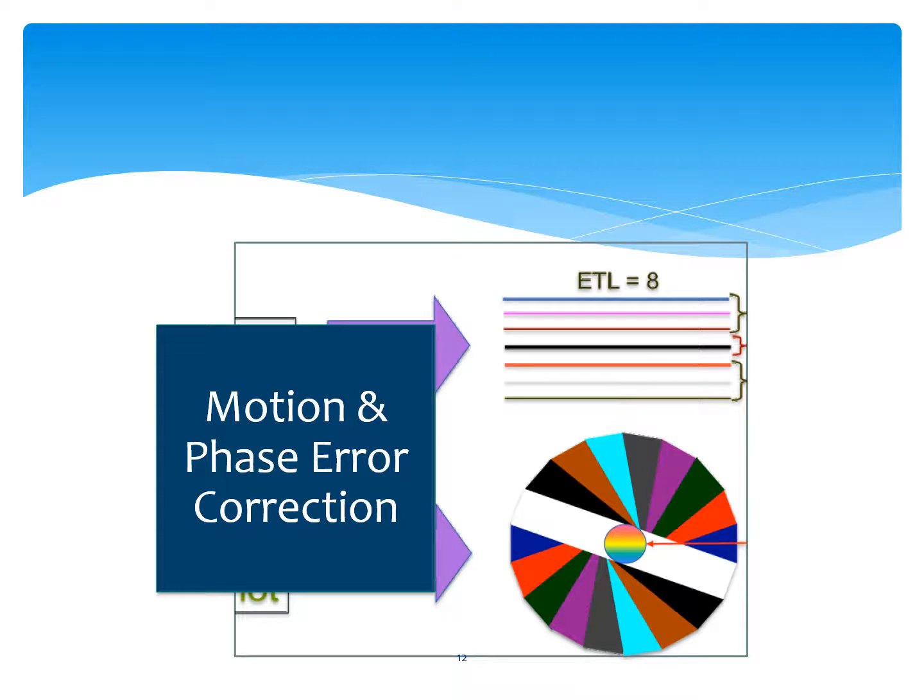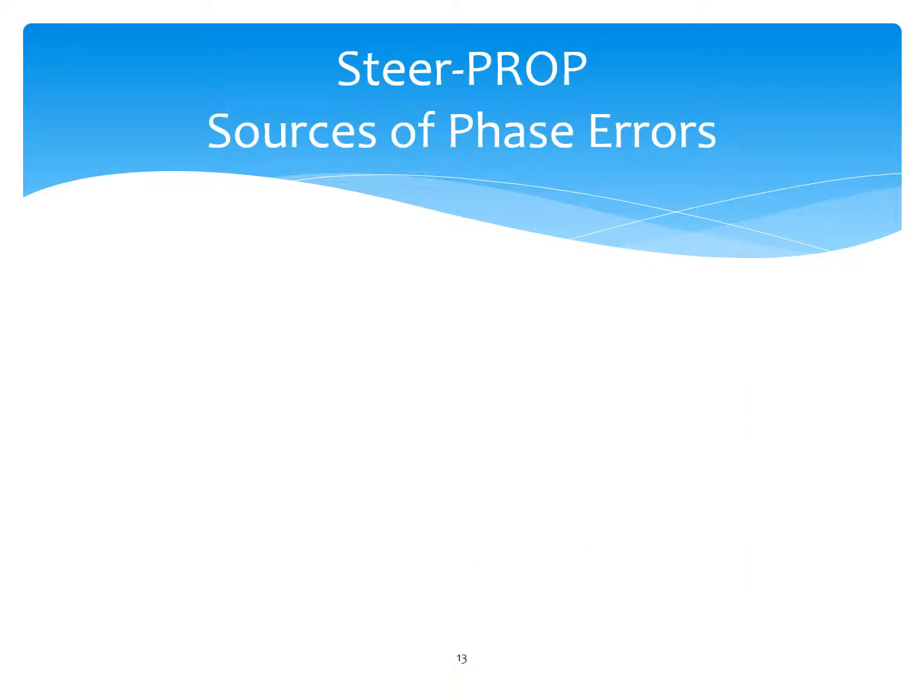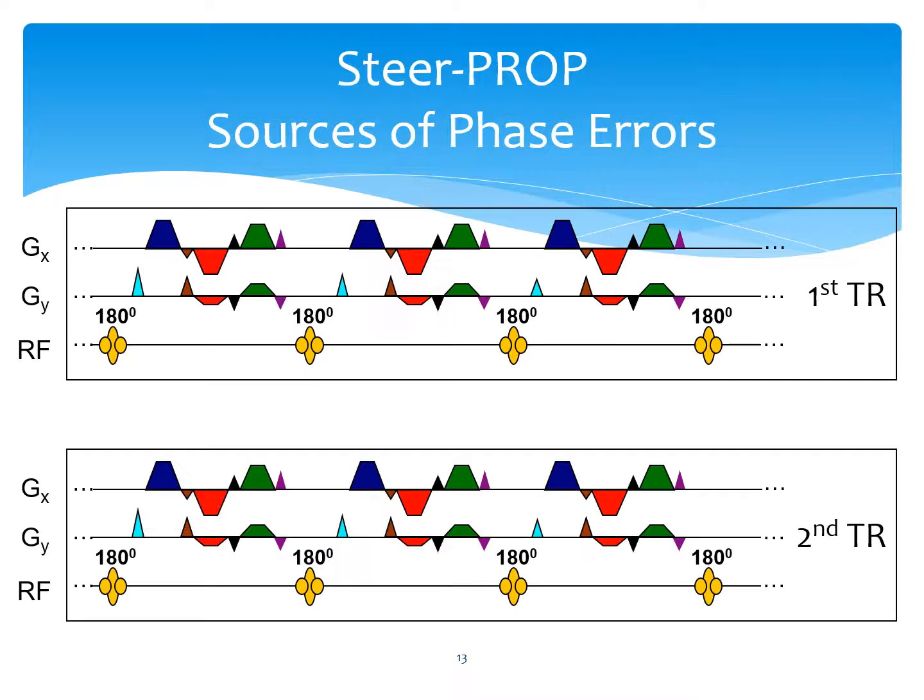Let's now move from the pulse sequence design to the motion correction and phase error correction mechanisms. The steer prop sequence is primarily subjected to three different kinds of phase errors, and they must be accounted for and corrected in order to obtain high-resolution artifact-free images. The figure here shows a segment of the steer prop sequence with two subsequent TRs or shots. Any phase errors that are introduced between the two TRs, primarily arising due to motion, are termed the intershot phase error.